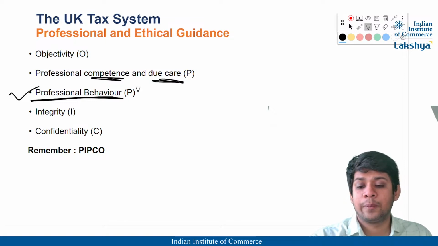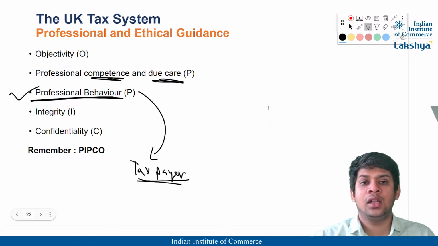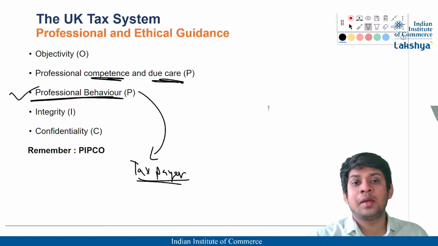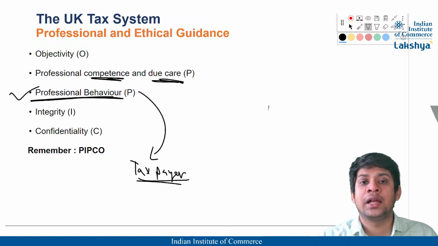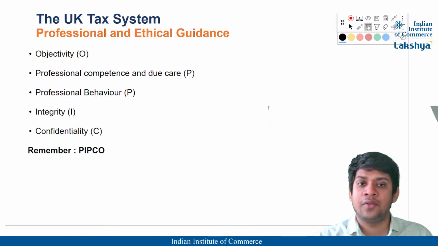That means if in case the taxpayer is calculating any tax liability wrongfully, then I should let him know. That is my behavior, to let him know that this is not as per the tax laws. If in case he is not listening to me, I should ensure that I inform HMRC or something. So that is my professional behavior that I'm supposed to always carry with me.